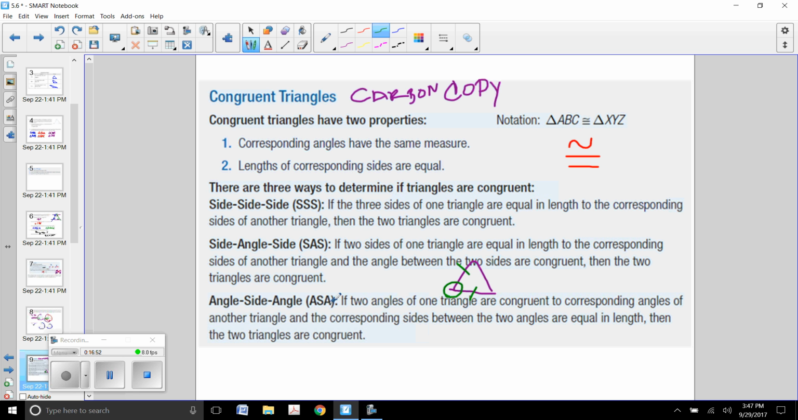But then we can also use two angles and one side, but again, the side has to be between it. It has to be the common side of those two angles for it to prove congruency. So for this one, we would have a triangle, and let's say we have this angle here and this angle here, so that common side would be this side over here. So we would have angle and the side and then the angle. So those are the only three ways that you can prove a triangle congruent.